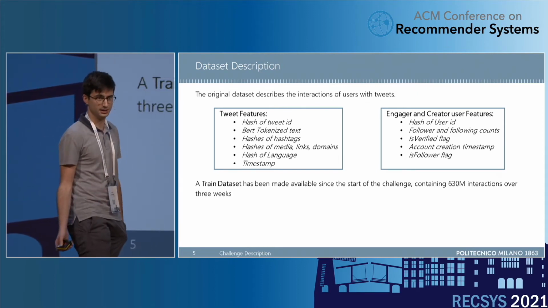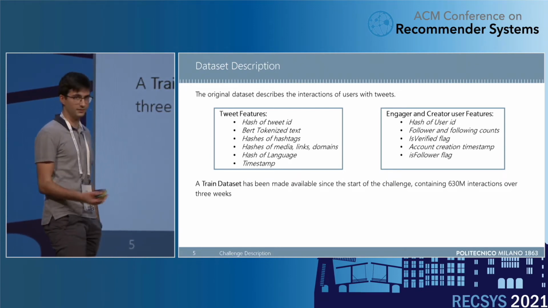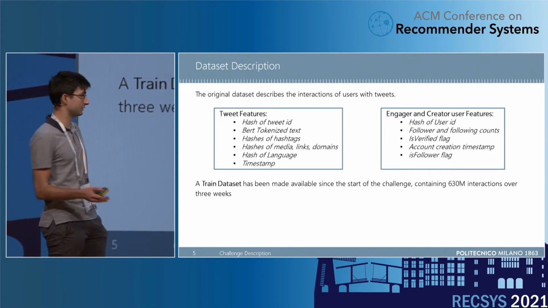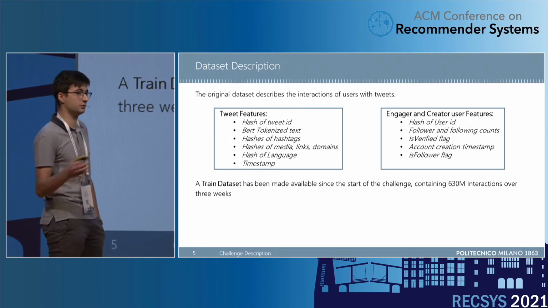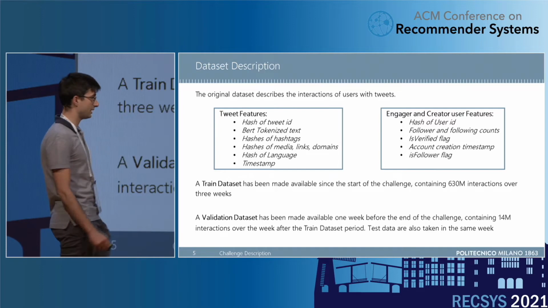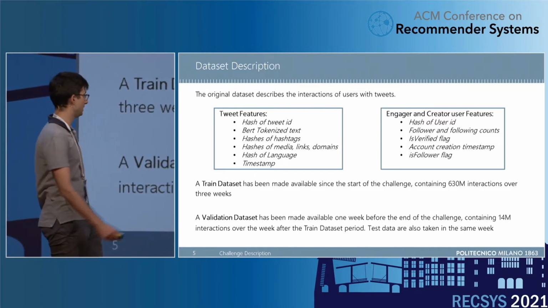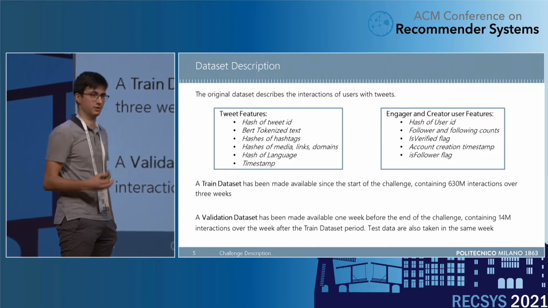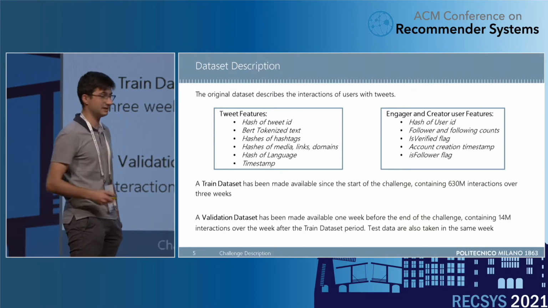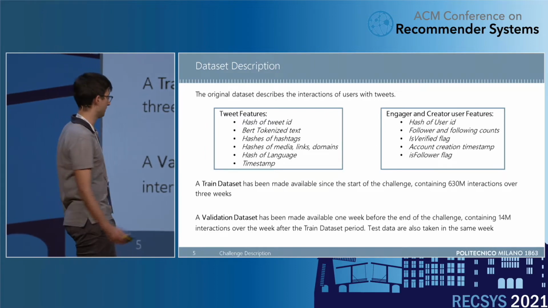The challenge organizers actually gave us two splits of the dataset. The first one was available since the start of the challenge, and it was composed by 630 million interactions over the first 3 weeks of the dataset period. On the other hand, we had also a validation dataset, which was released 2 weeks before the end of the challenge. And in this case, the data were coming from the 4th week of the dataset period, which was the same as the test data used to evaluate our final solution.